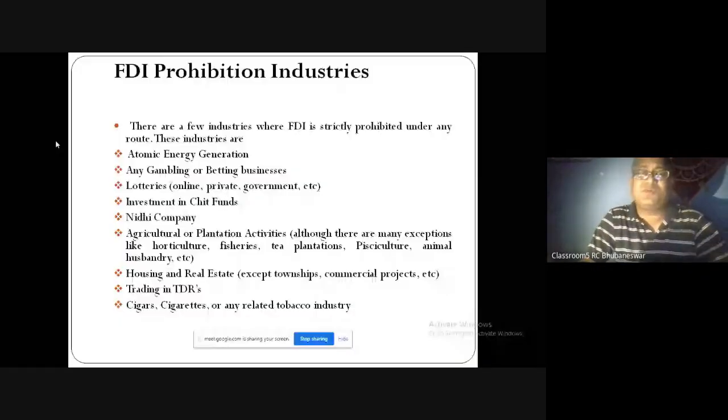But the Modi government is focusing on the defense sector, and some FDI investment initiative is taken. But here, FDI prohibition of industries means automatic energy generation, and also lotteries. These are also prohibited. Investment in chit funds, Nidhi companies, and agricultural plantation activities like horticulture, fisheries, tea plantation, pisciculture, animal husbandry, and also housing and real estate sectors, and cigarettes and tobacco companies are also prohibited from FDI investment. These are some of the sectors, and even so, the government has now liberalized in different ways the investment pattern for FDI.